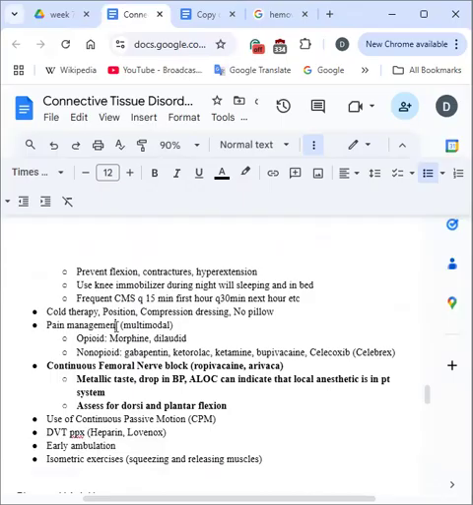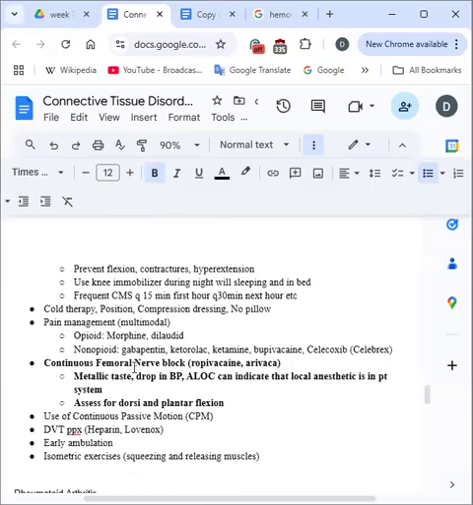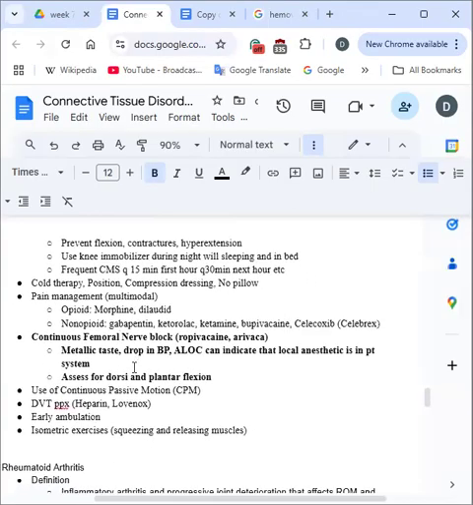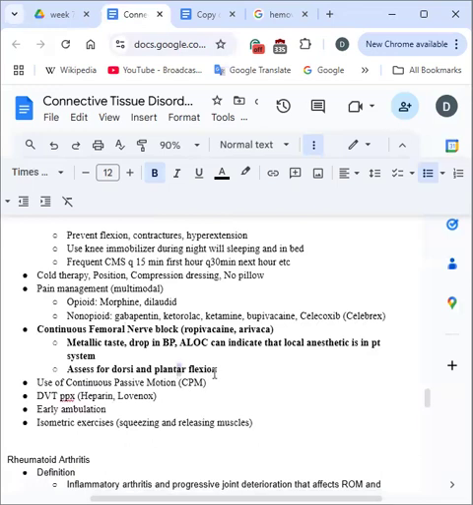Multimodal treatment for pain. So better to have a combination of morphine plus Tylenol than it is to just keep increasing the dose of the opioid. There can be some adjuvant medication like gabapentin, which is good for nerve pain. For continuous femoral nerve block, I really don't think you need to know that. This is so extra.